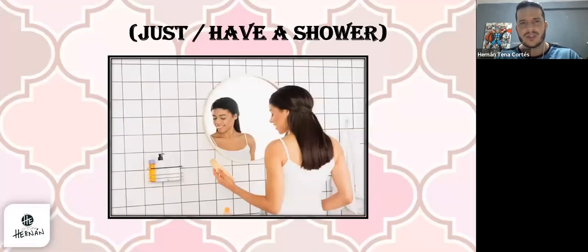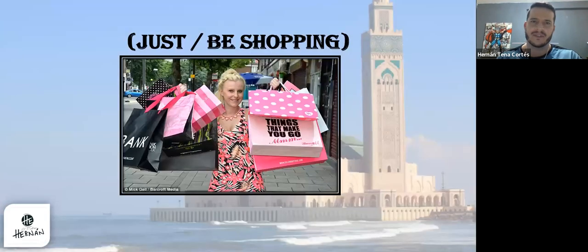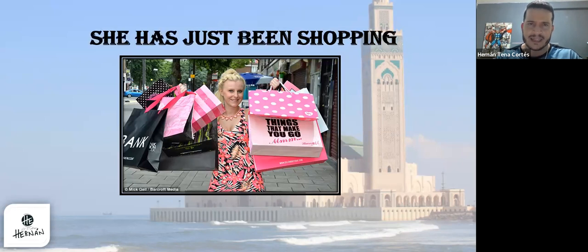Let's take a look at that one. Just and have a shower. We're talking about a woman, right? So what will we use there? Think about it. All right, let's see what we have. She has just had a shower. All right, let's take a look at another one. Just be shopping. Be is the verb there, okay? You think about the past participle of the verb. Think about it. All right, here we go. The answer is she has just been shopping.